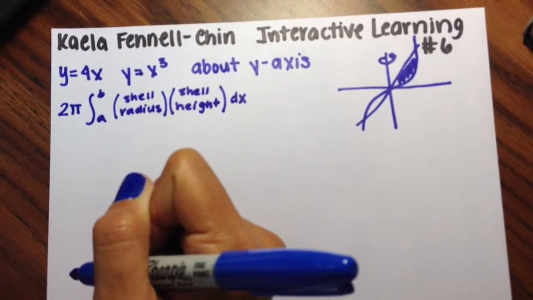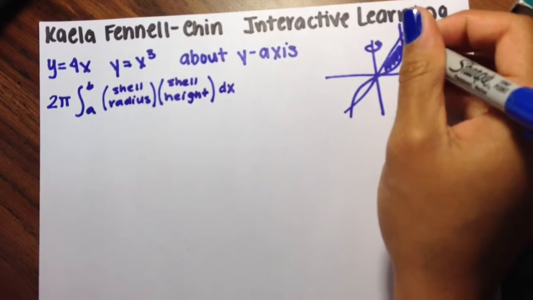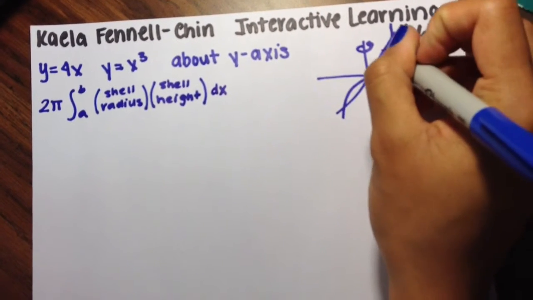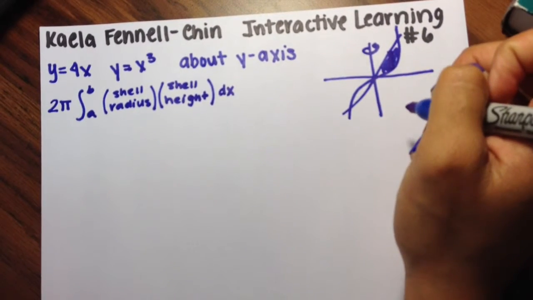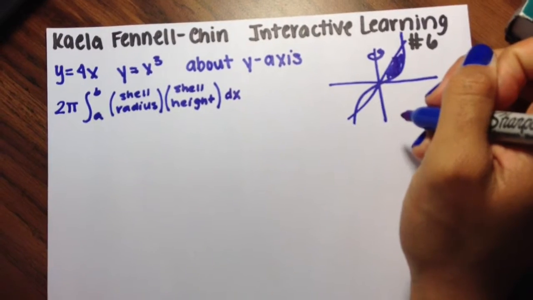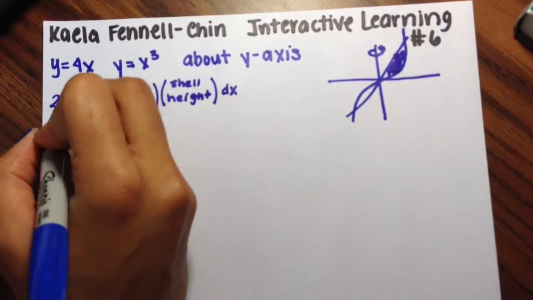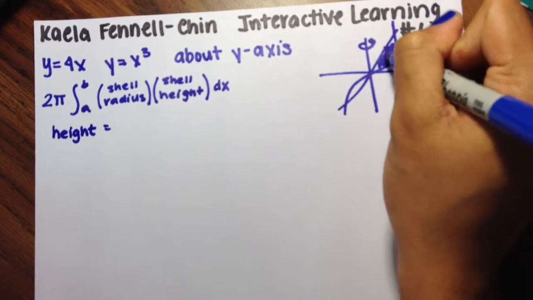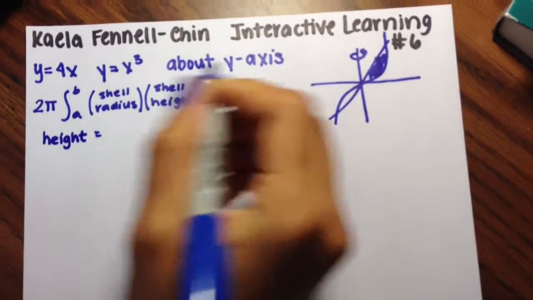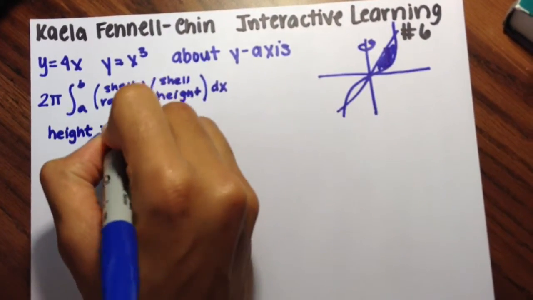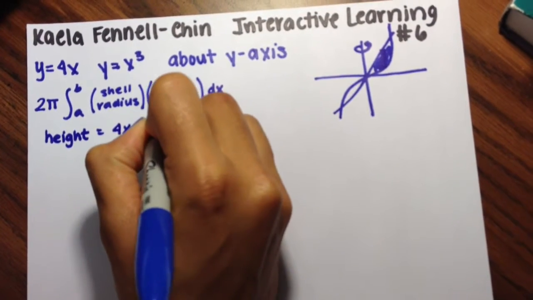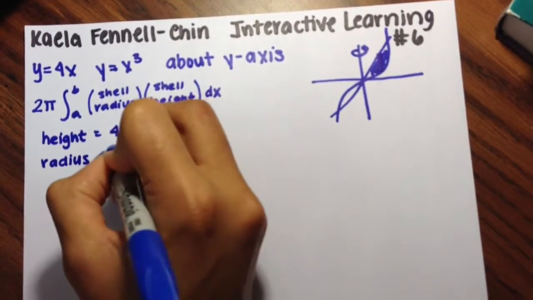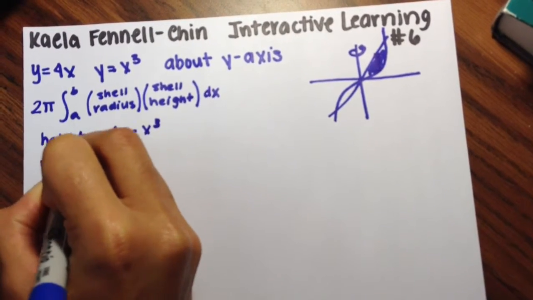If we draw this, this right here is going to be our height, and our dx comes from the change in x here. Our radius is going to be x, because it's with respect to x. So let's write out what we have. Our height is the top minus the bottom. Our top function is 4x, minus our bottom function, which is x to the third. Then our radius is going to be x, because we're with respect to x.